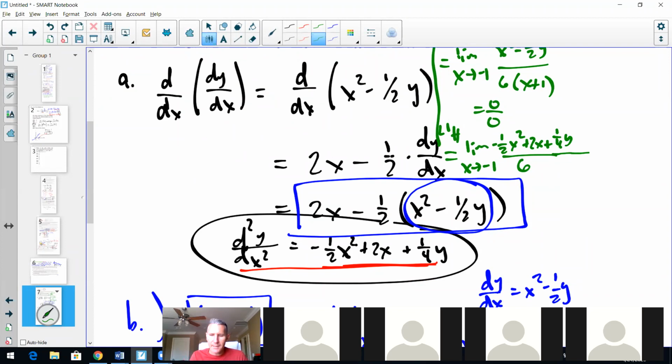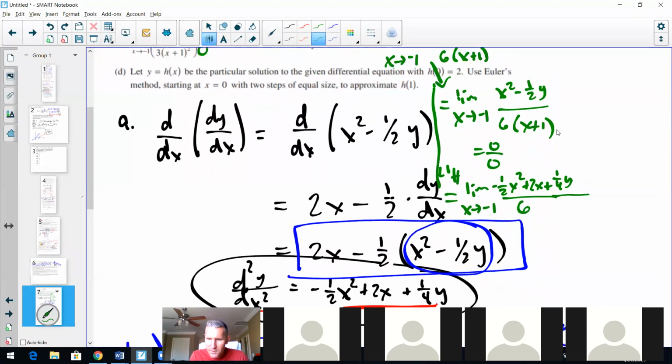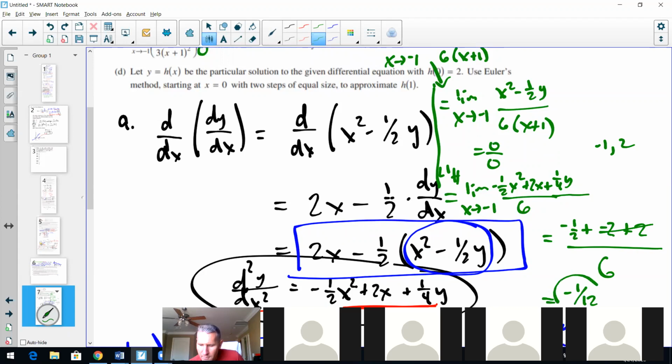Okay? And now when I plug in, remember this is -1, 2, so x is approaching -1 and y is approaching 2. So this gives me -1/2 plus -2 plus 2 over 6, which is -1/12.